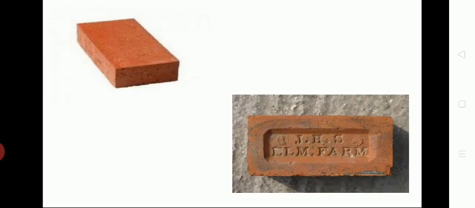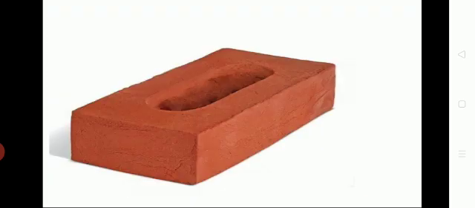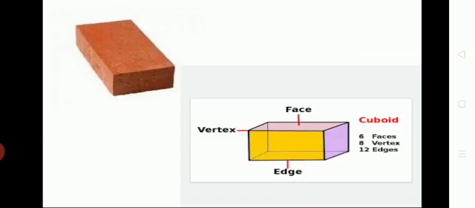Look at this. What is this? Bricks. These are two photos of the same brick. In one photo we can see only one face of the brick. This is the one face of the brick. In the other we can see three faces of the brick. Normally, how many faces does a brick have? It is like a cuboid shape. At last class we saw that a cuboid has 6 faces. So this brick also has 6 faces.